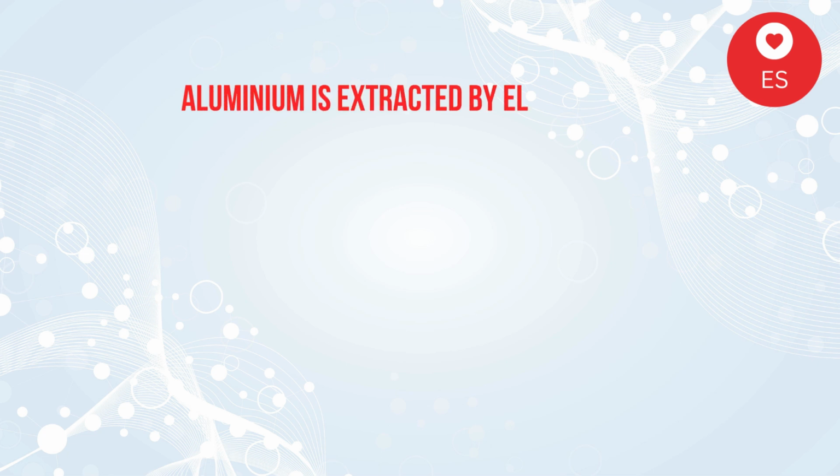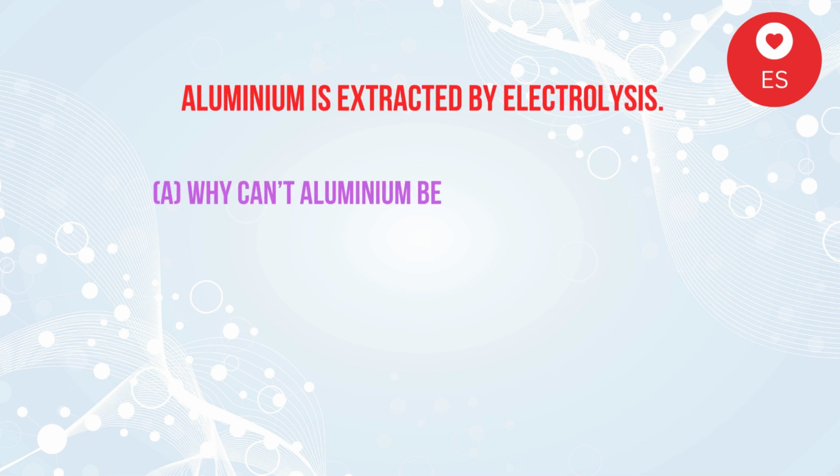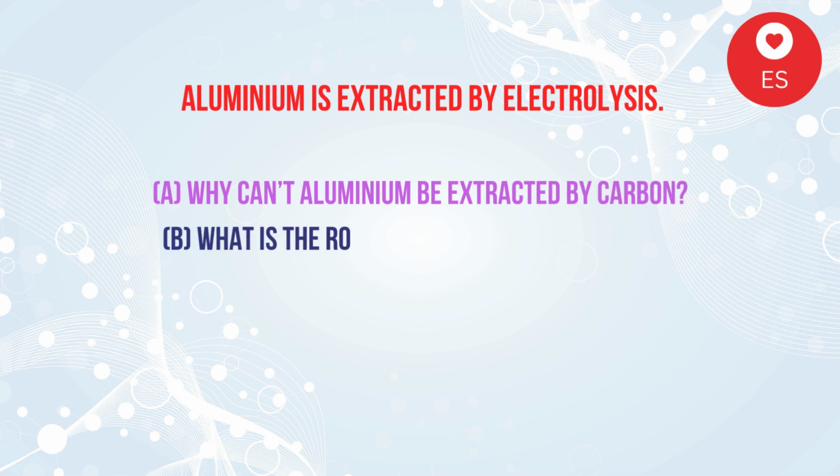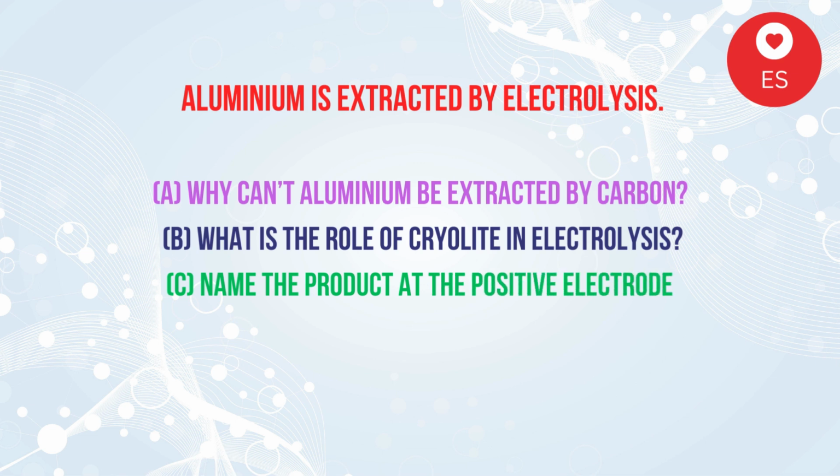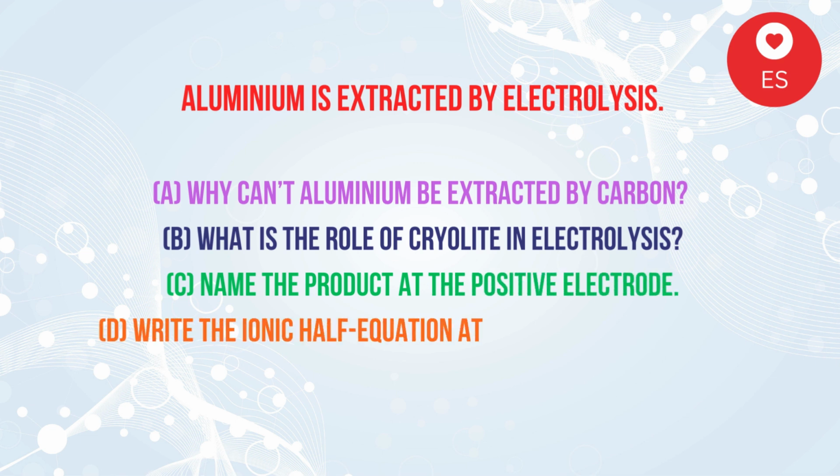Aluminium is extracted by electrolysis. A. Why can't aluminium be extracted by carbon? B. What is the role of cryolite in electrolysis? C. Name the product at the positive electrode. D. Write the ionic half equation at the negative electrode.